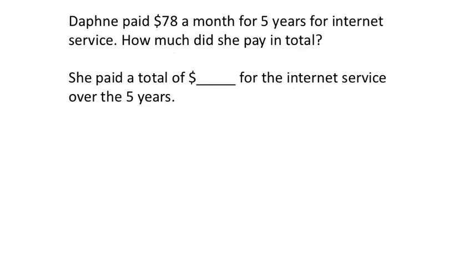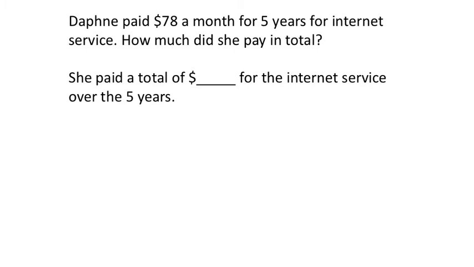Daphne paid $78 a month for 5 years for internet service. How much did she pay in total? She paid a total of blank dollars for internet service over 5 years. Okay. Now, a couple things on this one. It's saying that it's $78 a month, but she's going to do this for 5 years. That's not 5 months. Be careful because that's a common mistake. I make this mistake as well, where my first instinct here is just to take 78 multiplied by 5. Okay. However, it's 5 years, not 5 months.